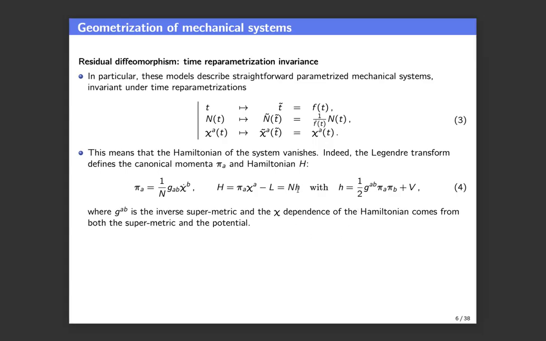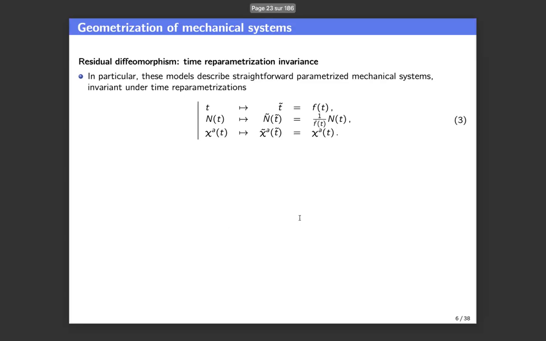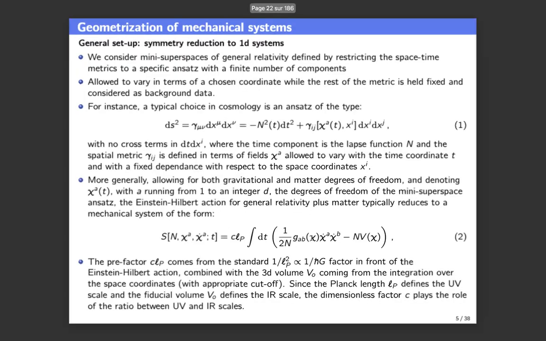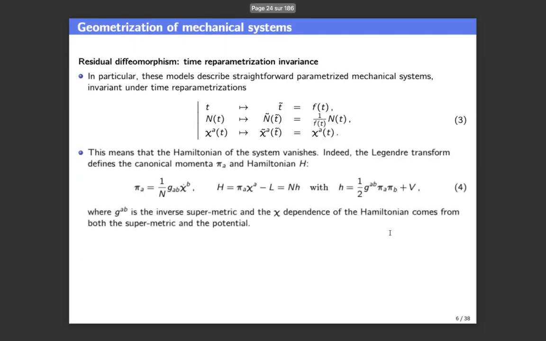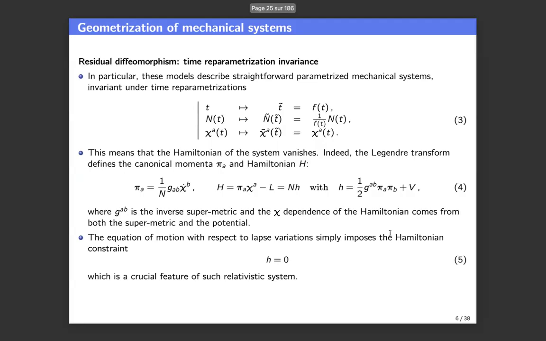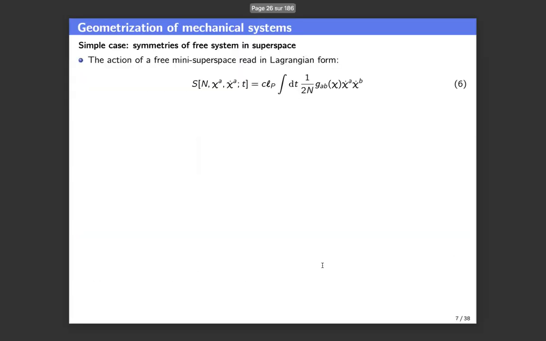So I call it small h here. So the important point, sorry, and I come back. This metric is called the supermetric, okay? So this is what we call the superspace. Okay, and as I said, the Hamiltonian is 0 in this case. When you vary the lapse, this is what it gives you. And this is the crucial feature for any relativistic system. So this keeps track of the fact that you started from general relativity.